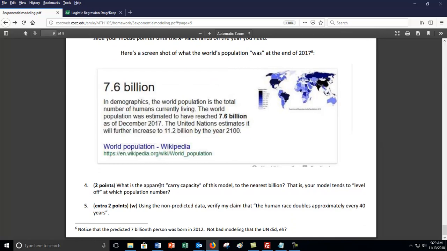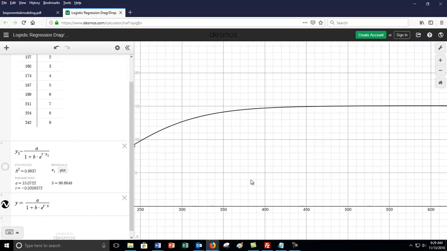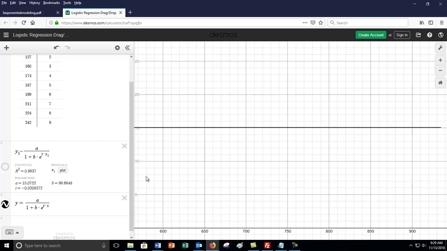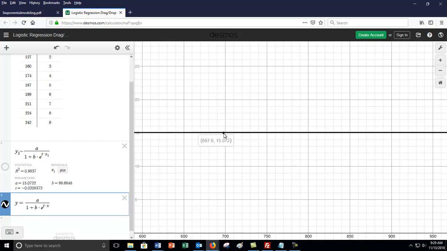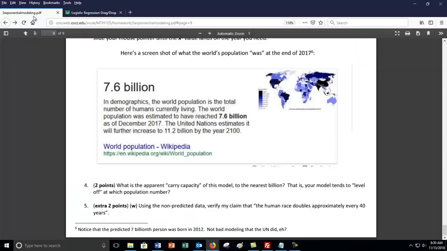What is the apparent carrying capacity of this model to the nearest billion? It tends to level off at what number? Well, let's just take a look here. Grab it and pull it this way. It looks like it's starting to level off. Right about here, it's creeping up on what? That looks to be about 15 billion people, I think. Yeah, past a point, it doesn't matter how far you go. It's not going to gain more than 15 billion, which is double what it is right now.